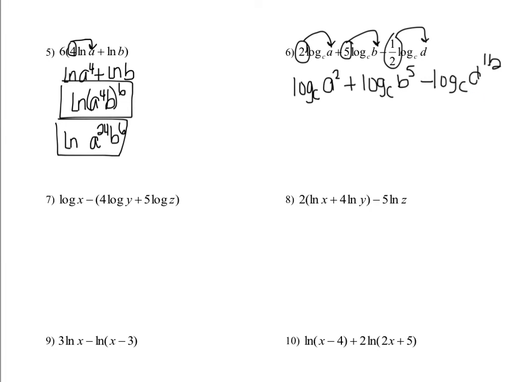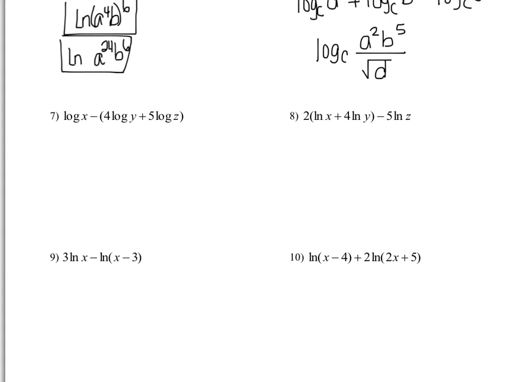So again, let's go in the order. Multiply first, then divide. So we've got log base C of A squared B to the fifth all over the square root of D, because the square root of D came from D to the 1/2.